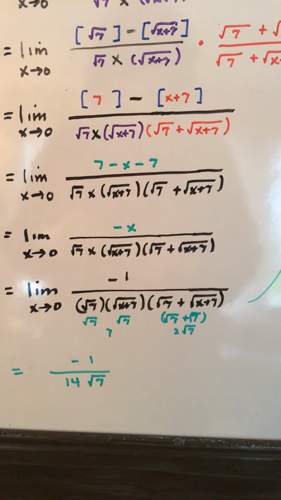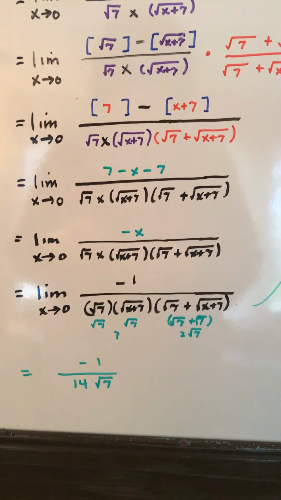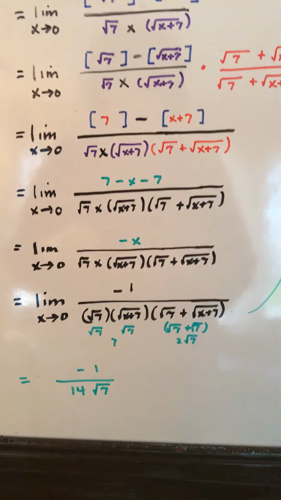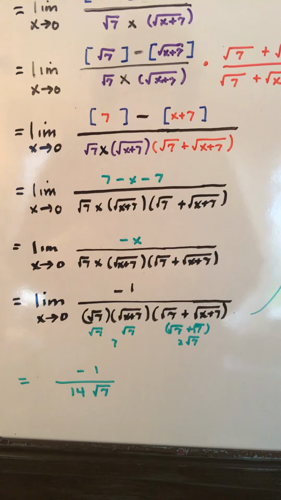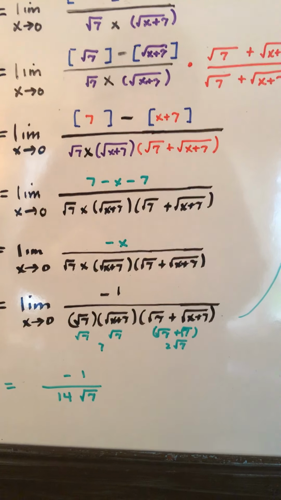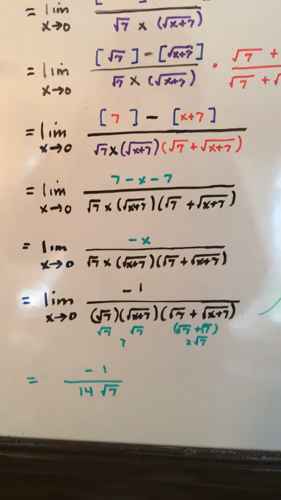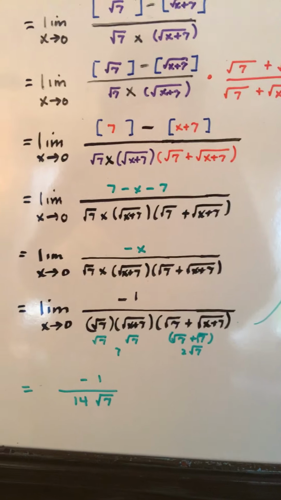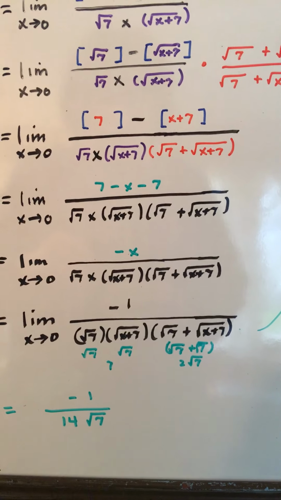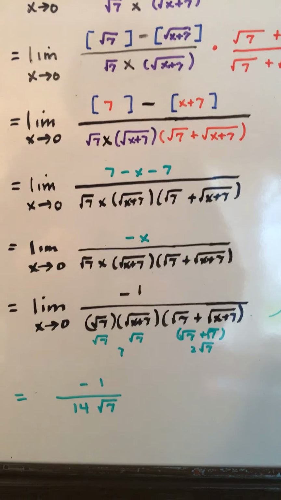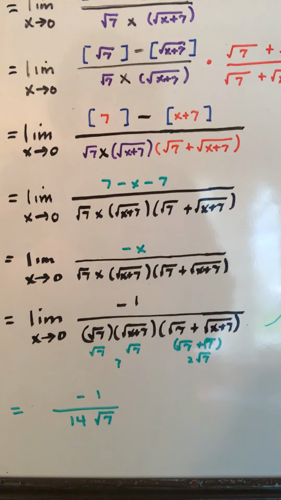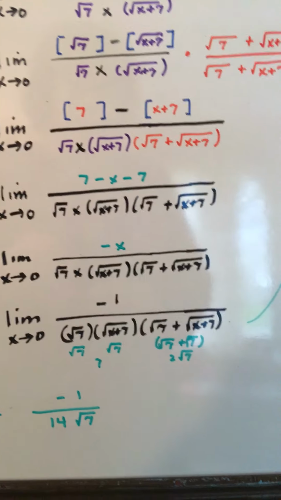When I plug in 0, I get a series of root 7s. A root 7 times root 7, which gives me a 7, and a root 7 plus root 7, which gives me 2 root 7, whose product is 14 root 7, and my answer is negative 1 over 14 root 7. And yes, this can be written as negative root 7 over 98 if it were multiple choice, but your college professor and Mr. Capps and myself are going to leave it like this.